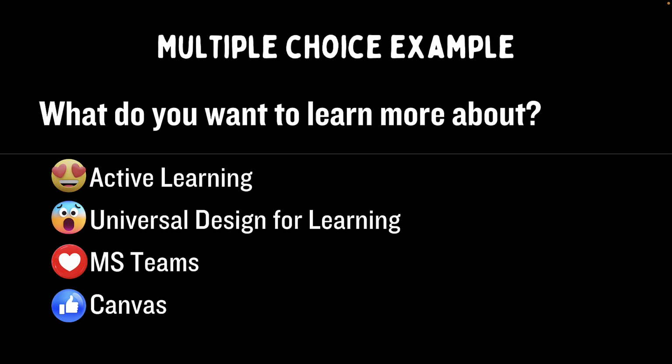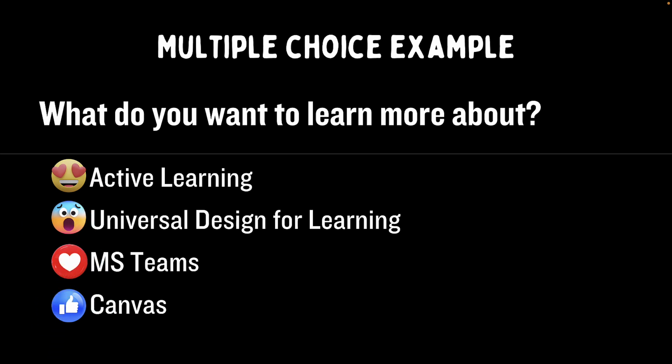So I'm going to showcase that instead of using A, B, C, or D, or however many you'd like, you're going to use the emojis in its place. So I have scanned the code, and it says, what do you want to learn more about? Let's say I wanted universal design for learning, and that way, as an instructor or any presenter, you can see what your class or your audience is responding to.